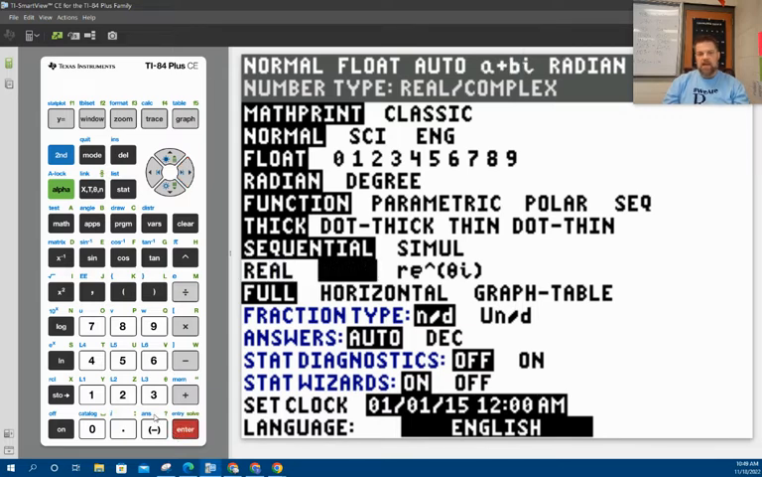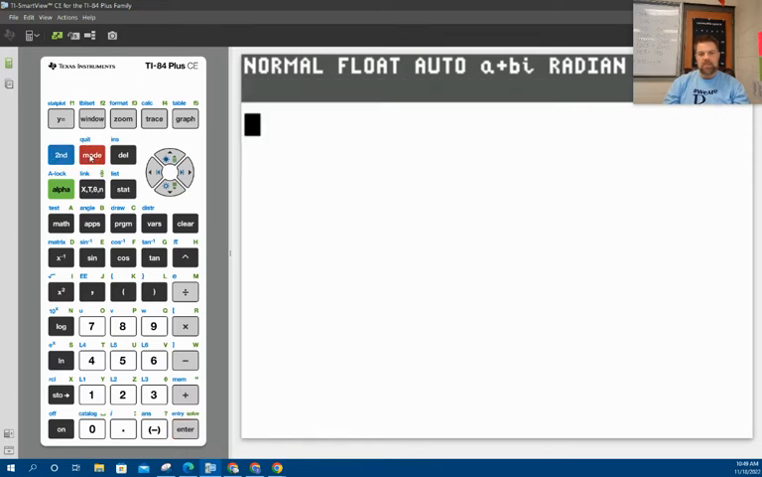And then once you're in complex mode, you hit second mode, which is quit. See that little blue word that says quit? And then you just plug in the complex numbers. So remember, on a complex number, you have a real component plus the imaginary component. Now, the I is right here. So you're going to hit second and then the decimal point, and that's how you get the I.